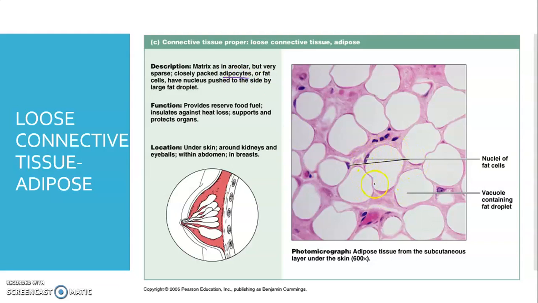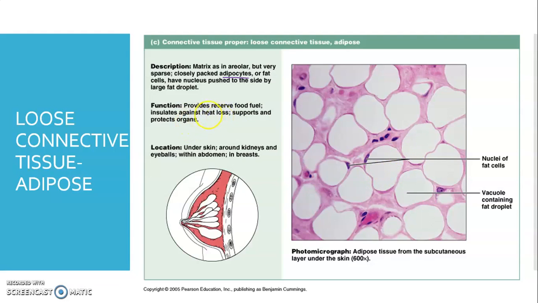This is one adipocyte, and this is the nucleus of the adipose cell. Adipocyte means fat cell. The white color here means that it consists of fat, so we cannot stain this area because it consists of lipids or fat.